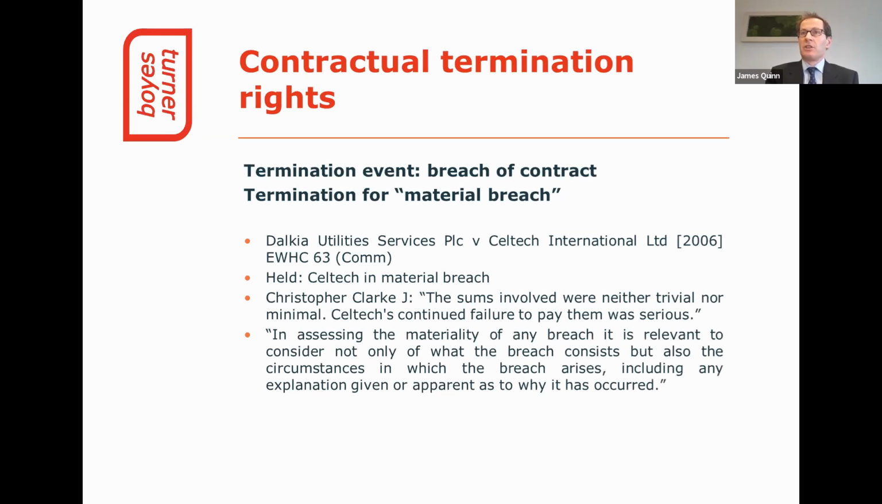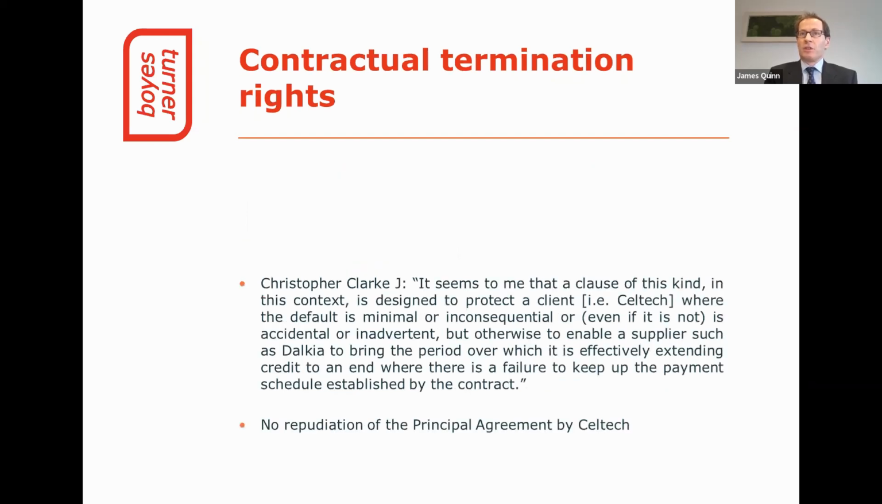As you see on the slide, the judge concluded that the sums involved were neither trivial nor minimal, and that Celtec's continued failure to pay them was serious. The judge remarked that when looking at the materiality of any breach, you have to consider the circumstances in which the breach has arisen. The judge's view was that this clause was intended to protect Celtec where the breach was only minimal, inconsequential, or inadvertent. At the same time, it would allow suppliers such as Anglia not to be out of pocket for a prolonged period, particularly in the context of a suggestion by Celtec that it was unable to pay.